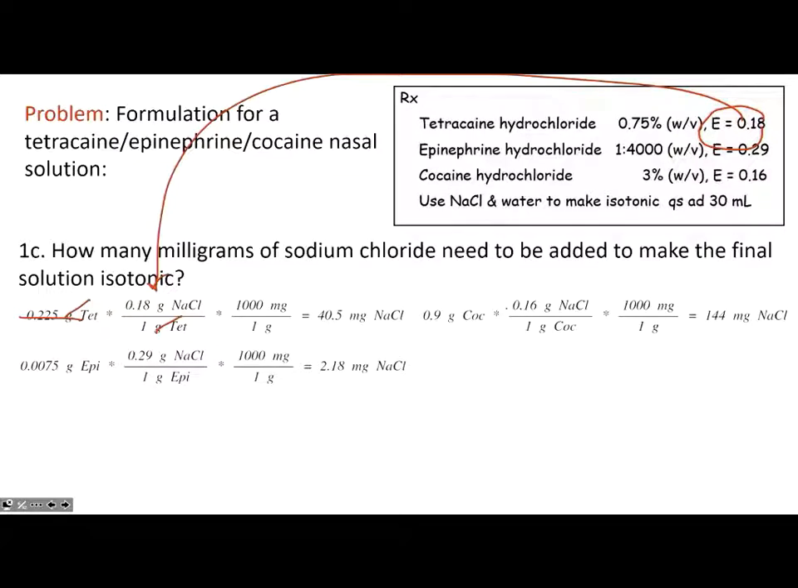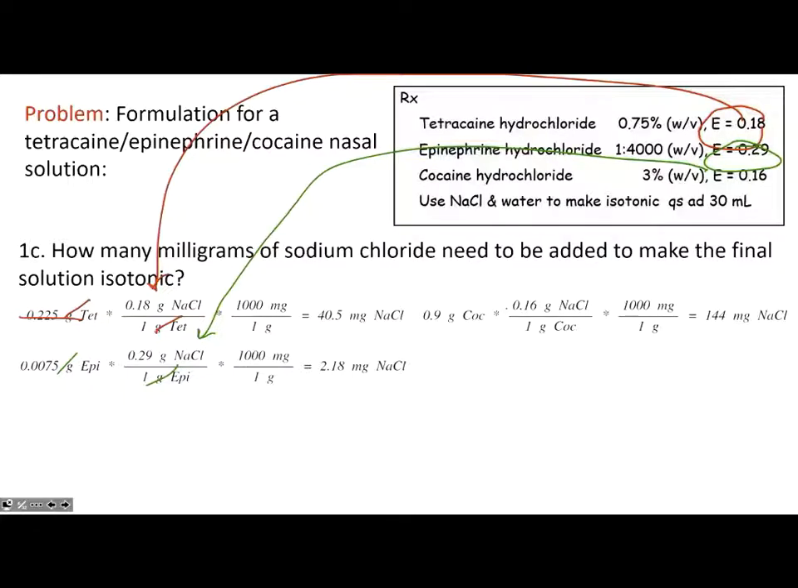So I won't belabor the point, but you start with the weight of your drug. And again, the weight of the drug in grams. You then take the E value. So here's the E value for epinephrine. I'll bring it down here and set it right in there. There's the 0.29 grams of sodium chloride per gram of epinephrine. That way epinephrine grams cancel, and I'll be in grams of sodium chloride.